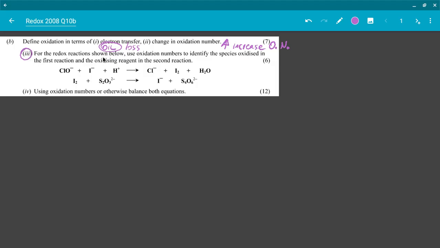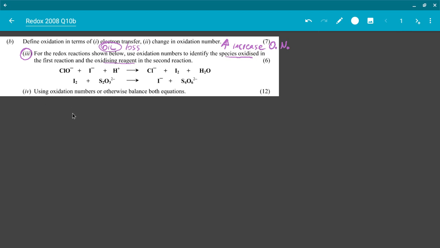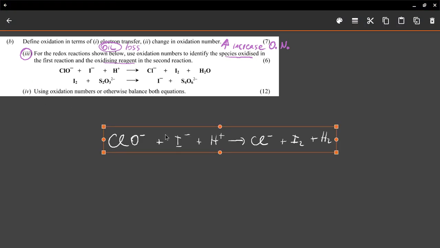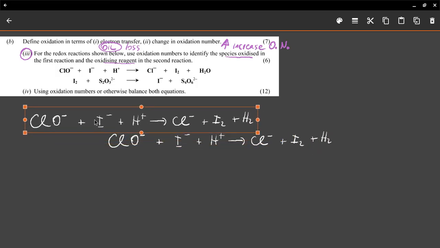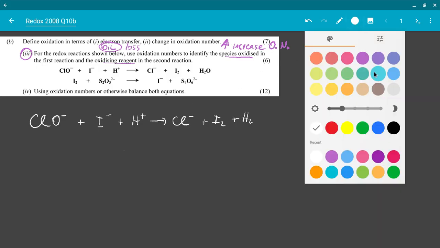Part 3 just involves identifying the species oxidized and then the oxidizing reagent in the second reaction. So let's dip into those reactions now to enable us to answer those questions. Here's one I prepared earlier. Here's the equation written out, and I'll assign oxidation numbers to it now.